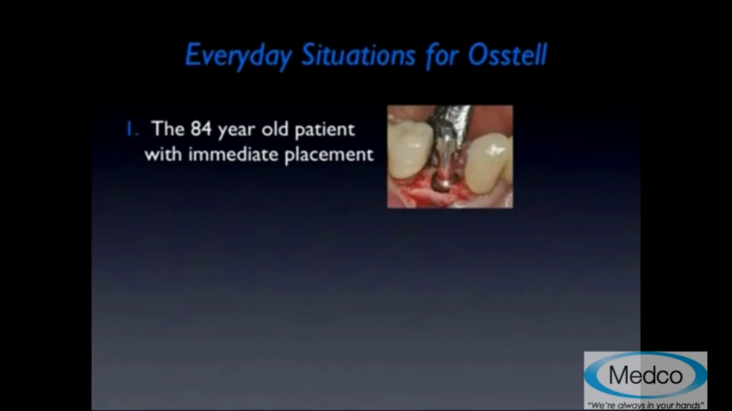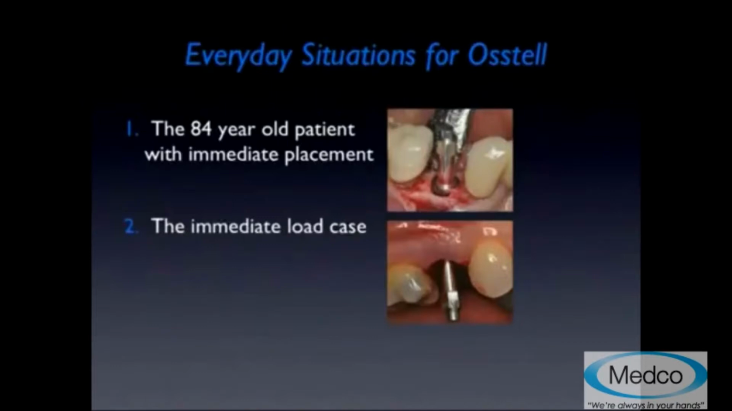I had an 84-year-old patient with an immediate implant placement. 84-year-olds don't have forever to heal. They want to know when they can get done as soon as possible. How about the immediate load case? How long are we going to make them wait?